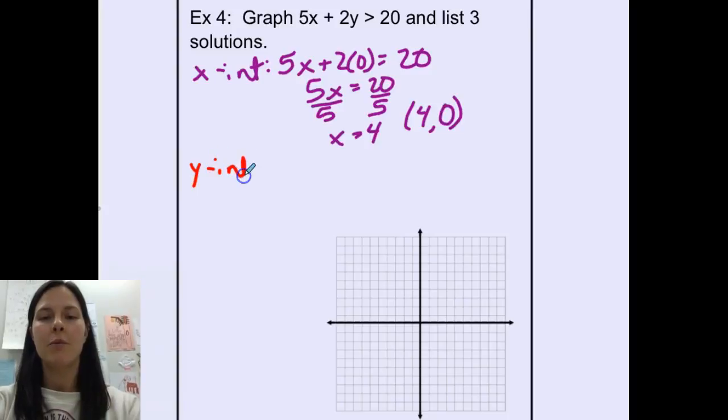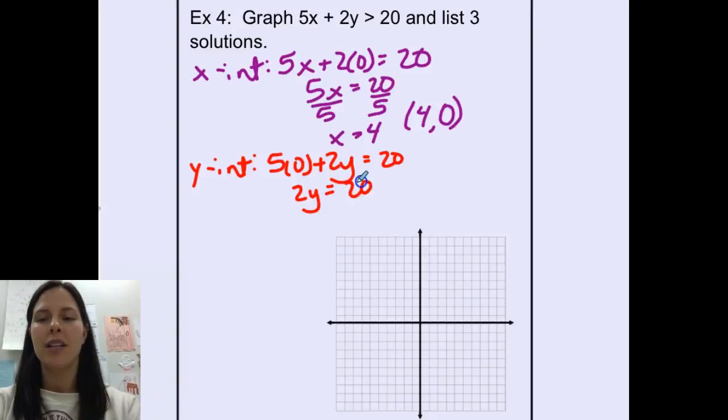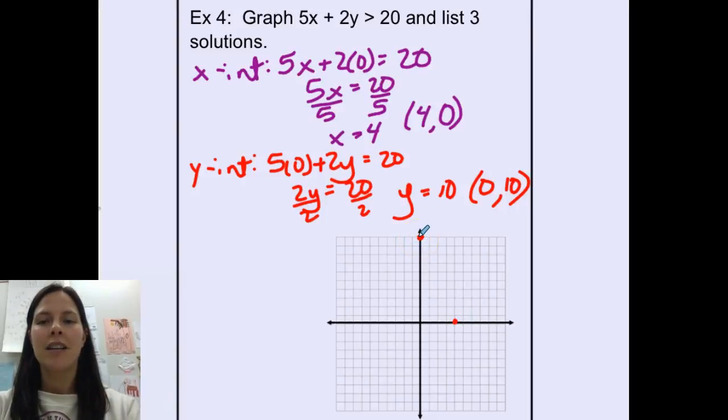My y-intercept will be when I replace my x with 0 and solve for y. 5 times 0 cancels, so I get 2y equals 20. And dividing both sides by 2, I get a y-intercept of 10. So I will write that as an ordered pair. I substituted 0 for x and solved to get 10 for y. Plotting my intercepts, I had a positive 4, 0 for my x-intercept and 0, positive 10 for my y-intercept. This line will again be dotted. It's just greater than.